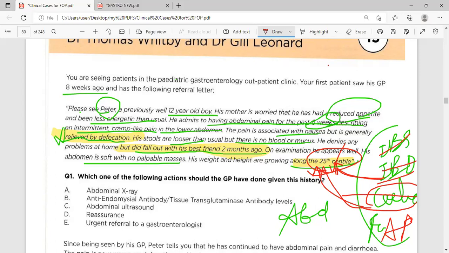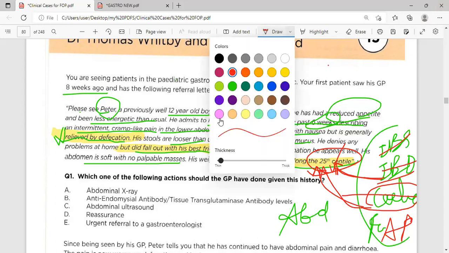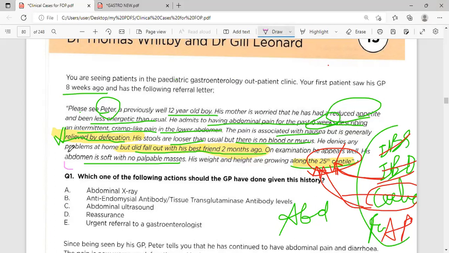Now, what do we have in the history that says this is a case of functional abdominal pain? The abdominal examination is normal. What else? The growth is normal, it is not faltering. No pain is faltering growth. Then? Pain is relieved by defecation.